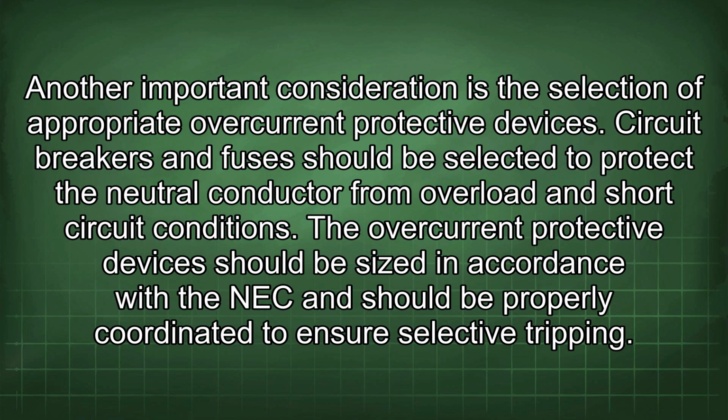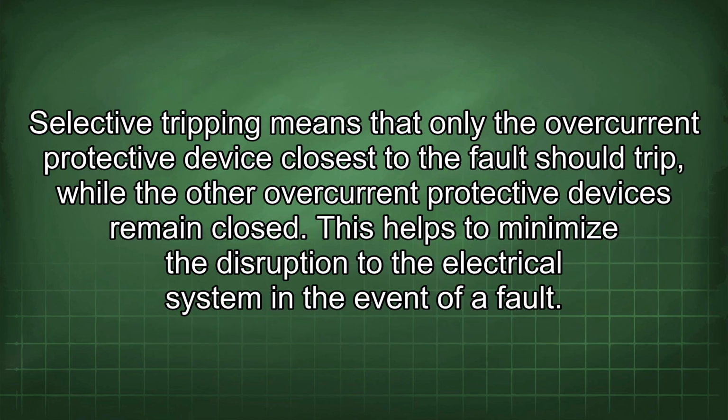The overcurrent protective devices should be sized in accordance with the NEC and should be properly coordinated to ensure selective tripping. Selective tripping means that only the overcurrent protective device closest to the fault should trip, while the other overcurrent protective devices remain closed. This helps to minimize the disruption to the electrical system in the event of a fault.